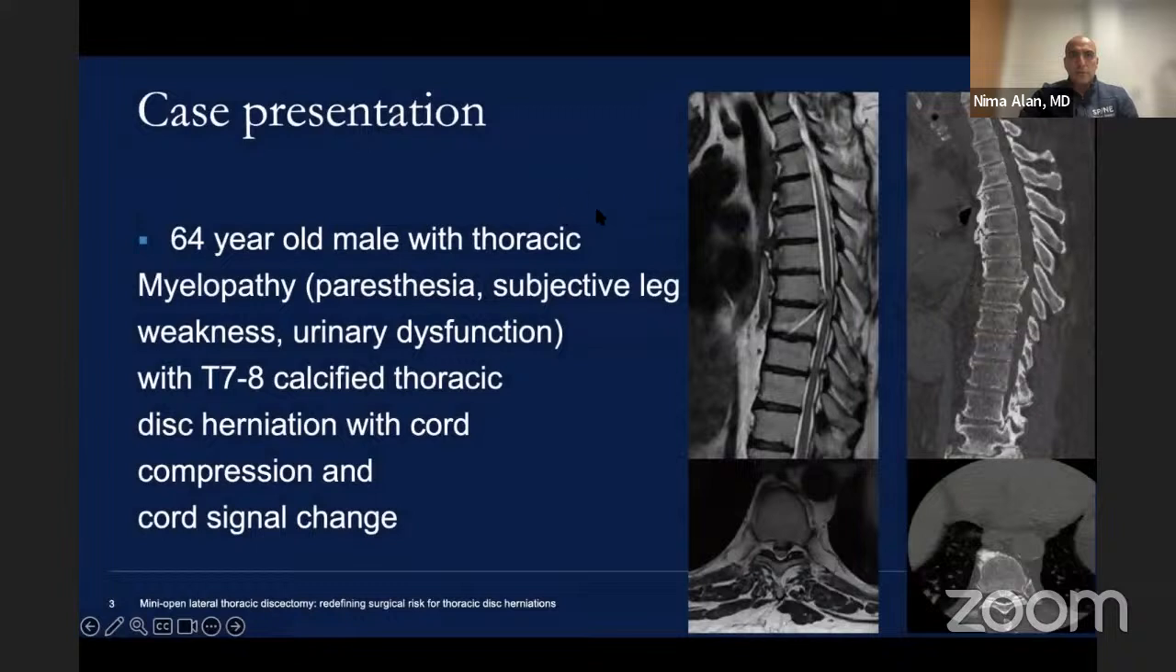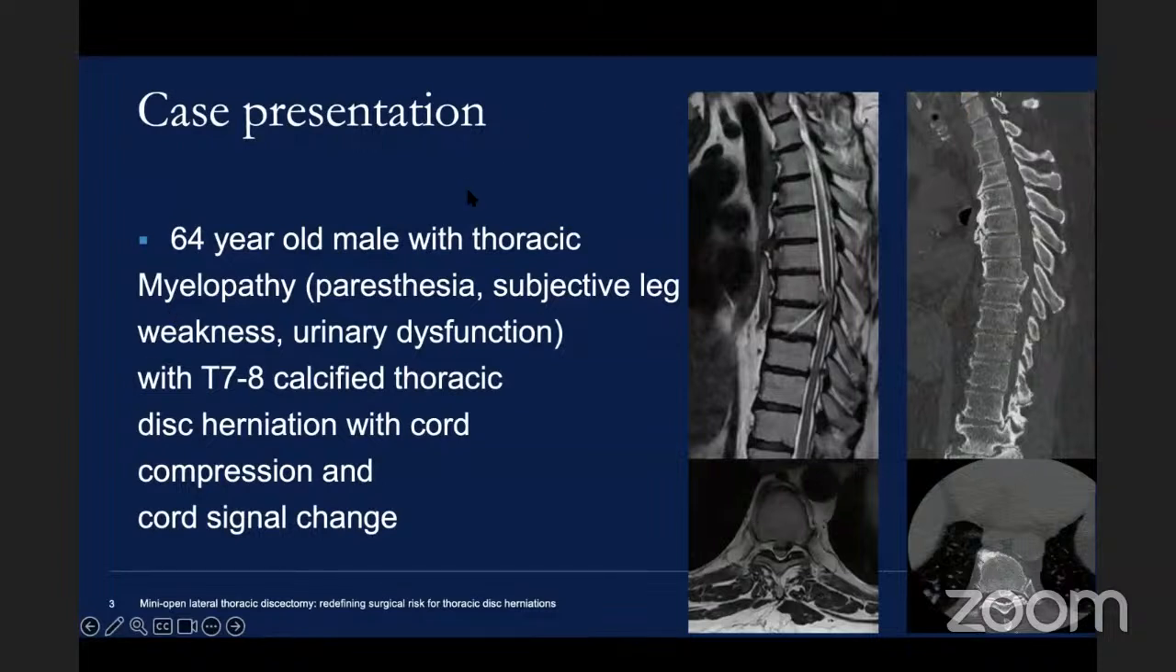So let's see. Can everyone see my slide? I think it works. Yes, that looks great.